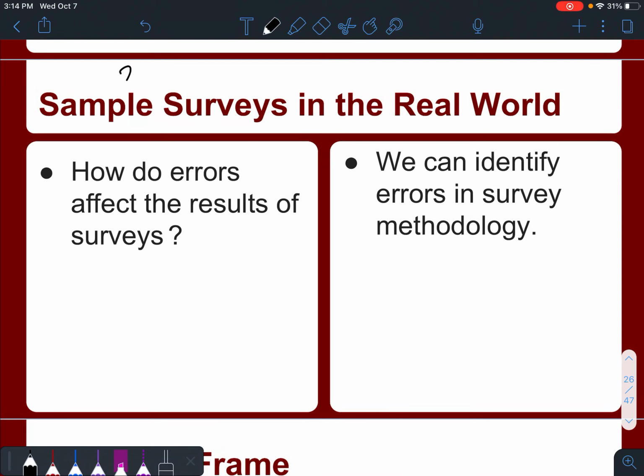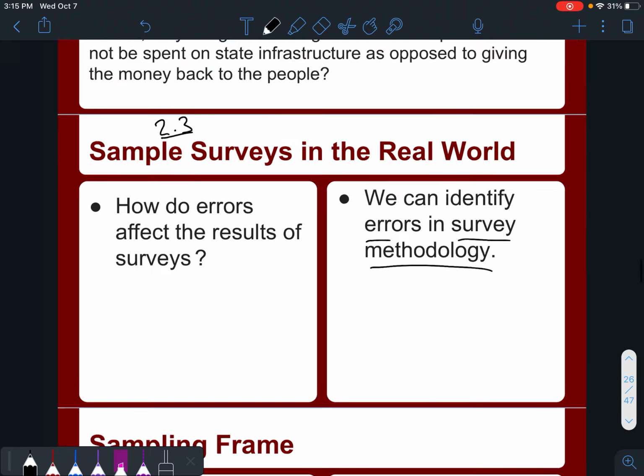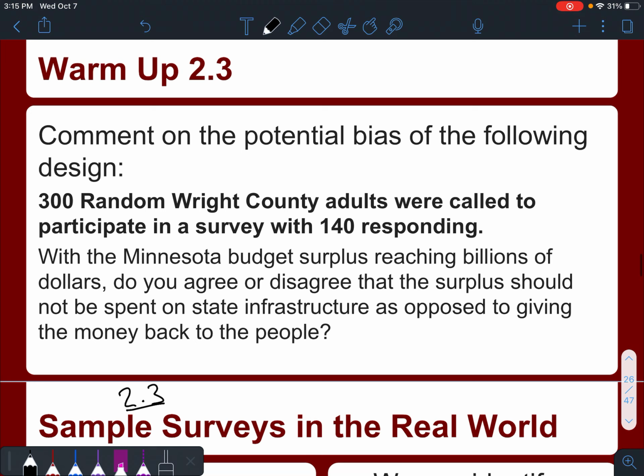We're talking about sample surveys in the real world. The question we're going to answer: how do errors affect the results of surveys? What we'll get to is we can identify errors in survey methodology. So take a quick think about it for yourself.